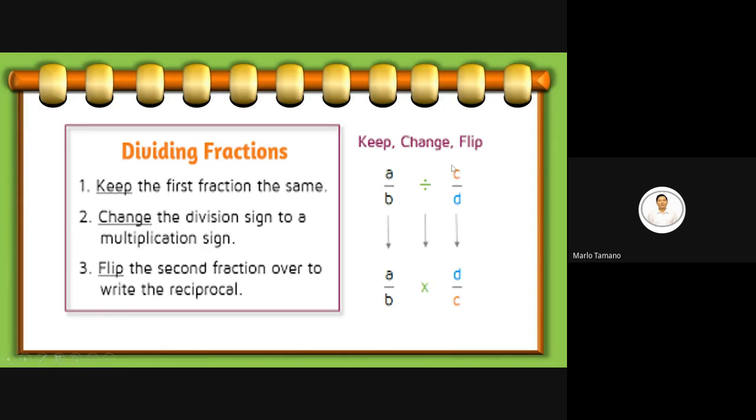Third, flip. So yung C over D, i-reciprocal po natin. 'Di ba 'yun ang question natin kanina sa introduction. So papalitan po natin, i-reciprocal, i-flip. So yung C over D nagiging D over C. Okay? Kapag nagawa na ninyo yung keep, change, and flip, that's the time you're going to go back to the multiplication process. Bumalik na kayo doon sa ginawa ninyo sa multiplication.